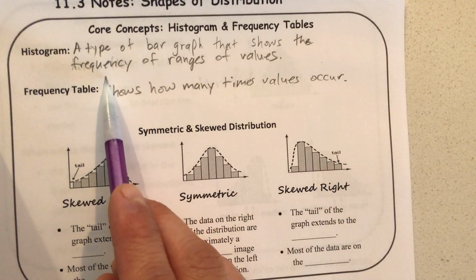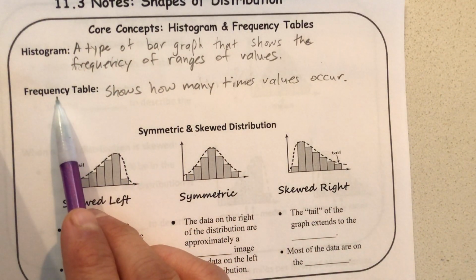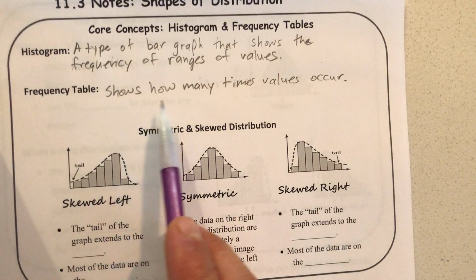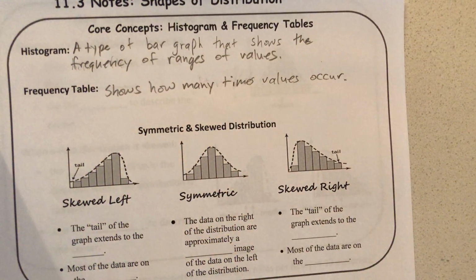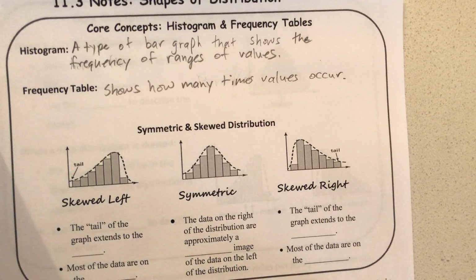And then I use the word frequency up here to define a frequency table. A frequency table just shows how many times certain values happen or occur in a data set.